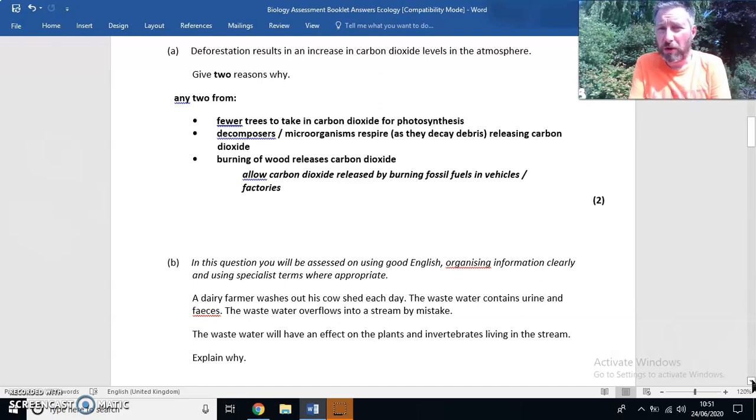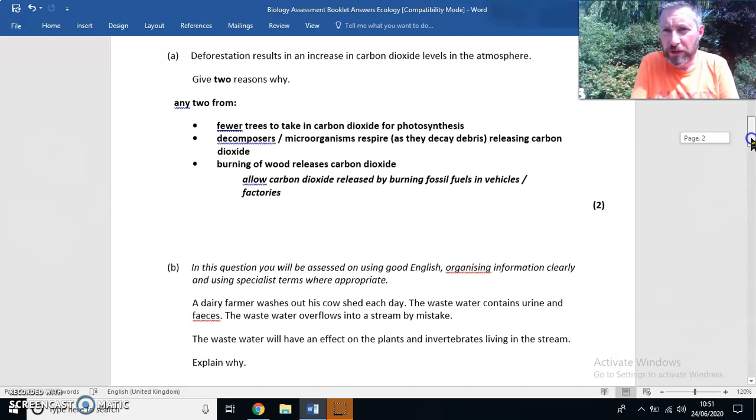Or some of you went down the route of the vehicles being used to cut down the trees or transport the wood, burning fossil fuels, which releases carbon dioxide. You could have gone down the route of decomposers or microorganisms respiring as they break down the debris. Personally, I'd have gone for that one, and I'd have gone for that one. Cutting down trees decreases photosynthesis. Burning wood increases combustion. I'd have gone down that.